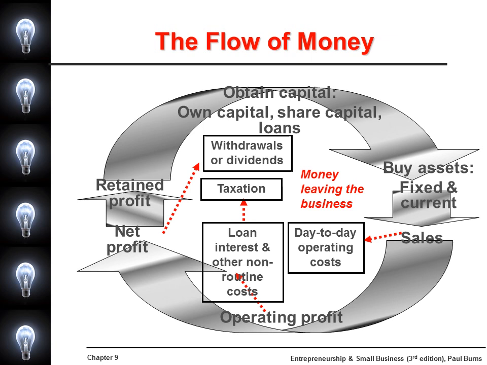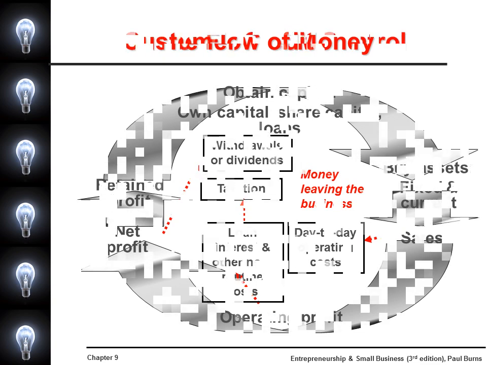So first of all, you get your capital, then you buy your assets and you start your business. Then from the assets you start your sales. It will be a day to day operating cost, like you sell a pen, clothes, food, material, anything. Then from sales you get your operating profit, which comes after sales. Then operating profit minus your loans, interest, and other non-routine costs and taxation, then comes the net profit. And after the subtraction of withdrawals and the dividends from a net profit, you will get your retained profit.